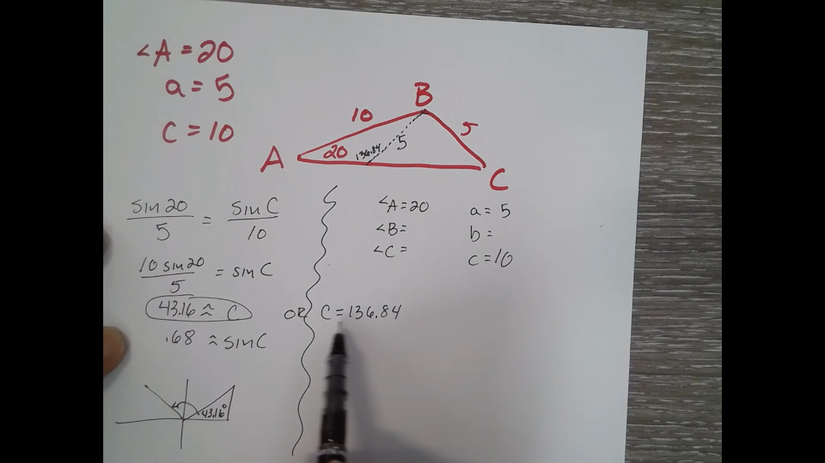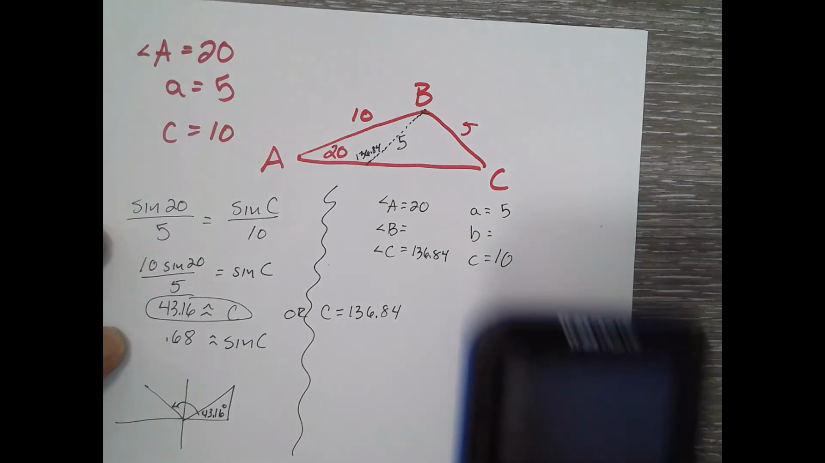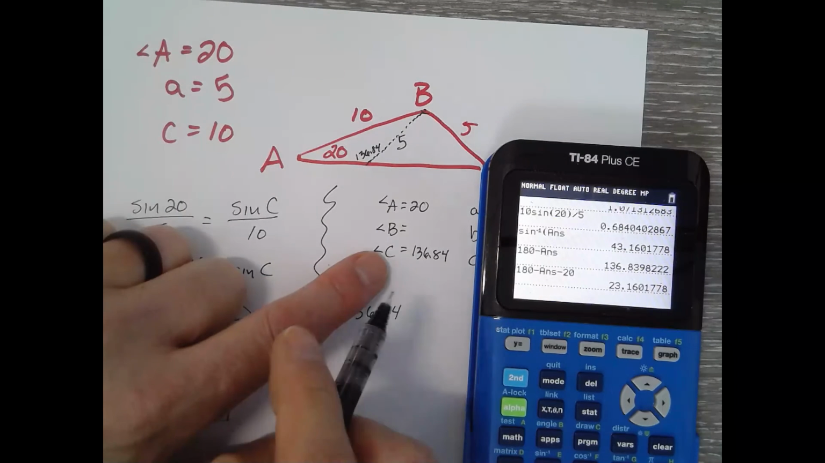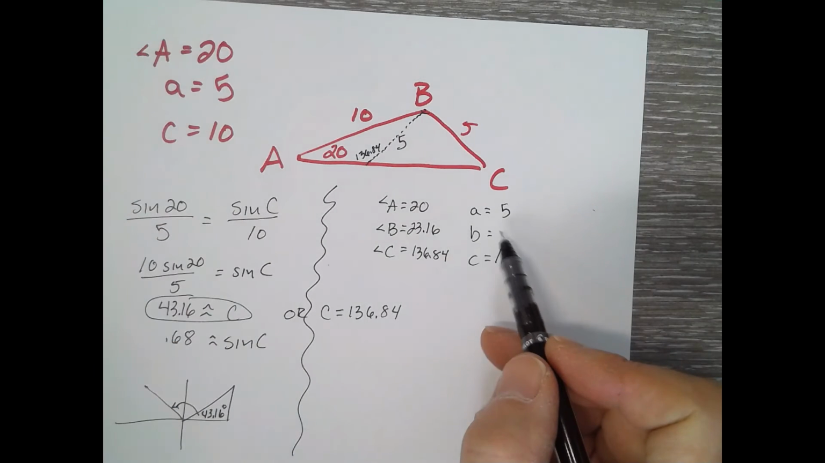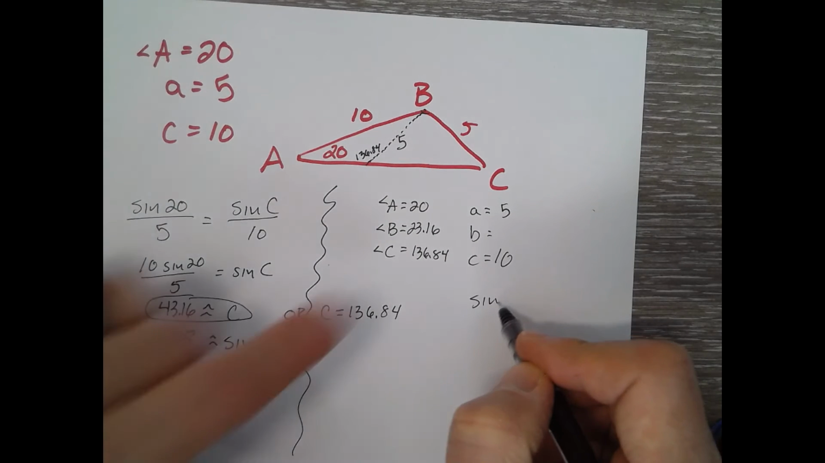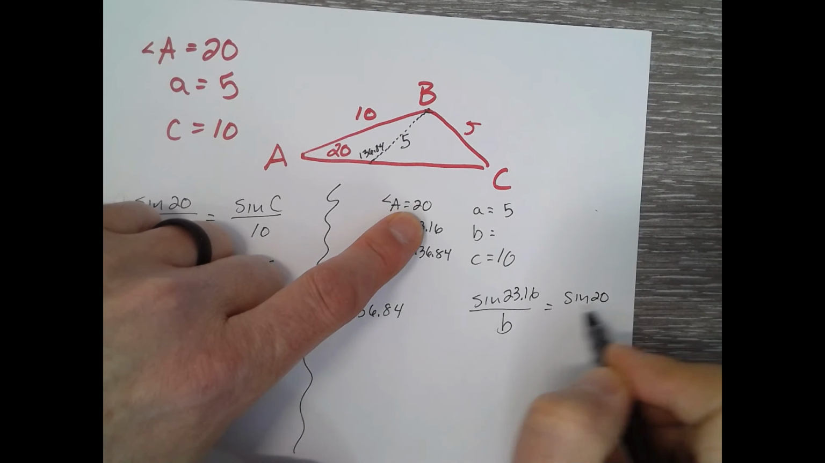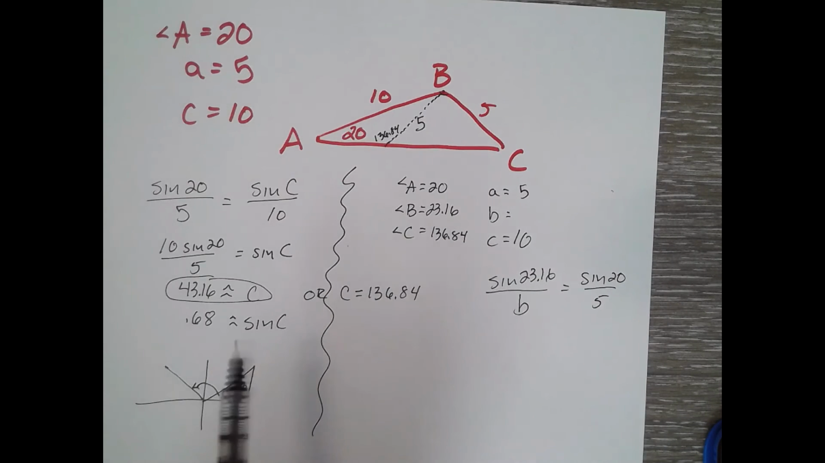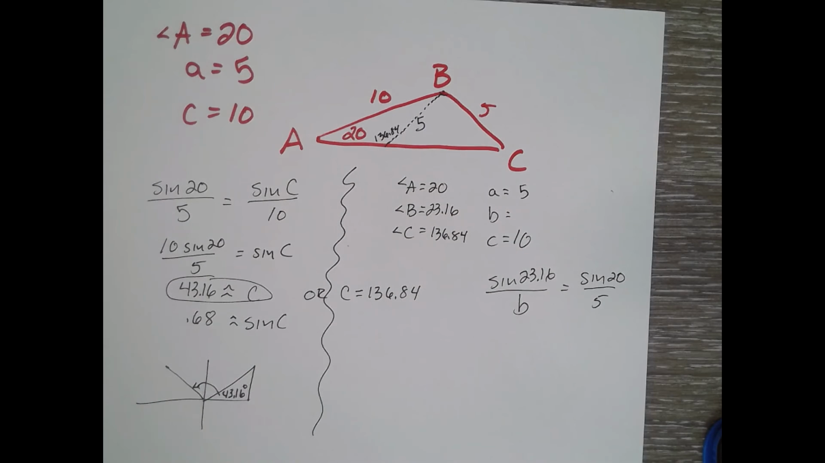Under this scenario, C could also be 136.84. Then we could do 180 minus that, minus another 20, so B would be 23.16. And then you could do the law of sines one last time: sine of 23.16 over B equals the sine of 20 over 5, and then you can find our side. So once you do the inverse sine, you get two scenarios for C. Chop it up into two different triangles so you don't get all mixed up.